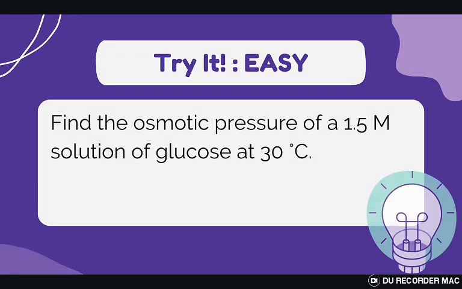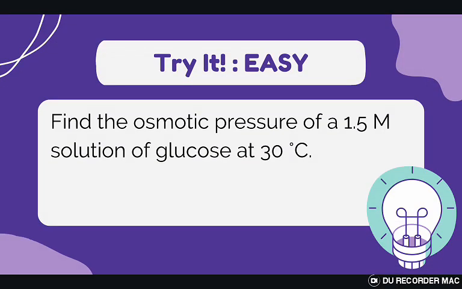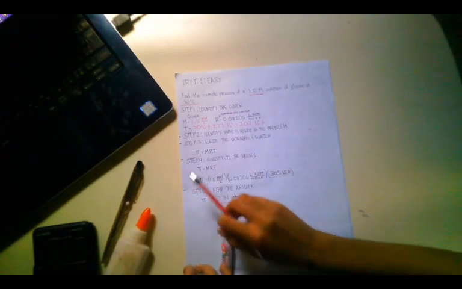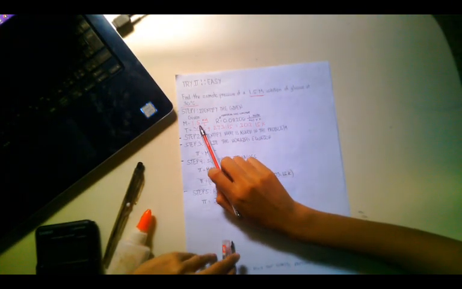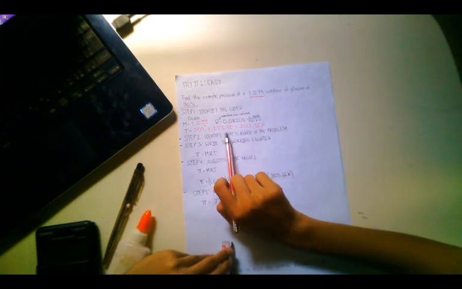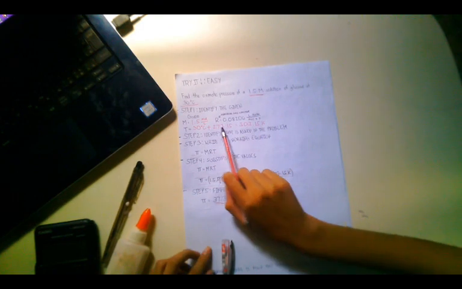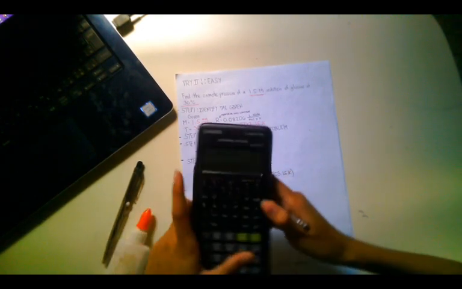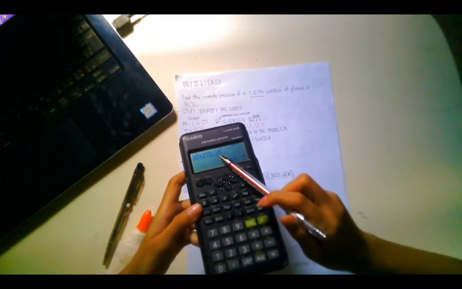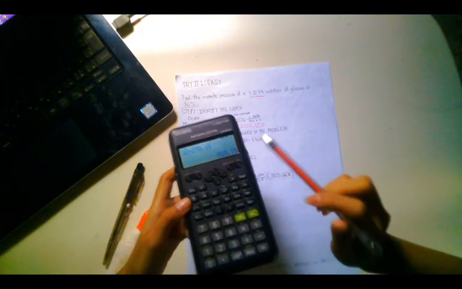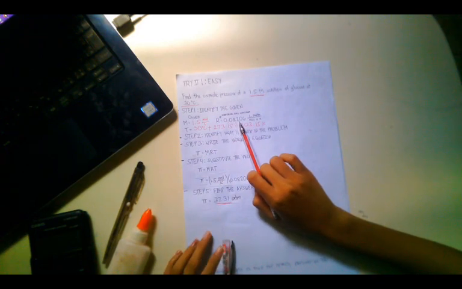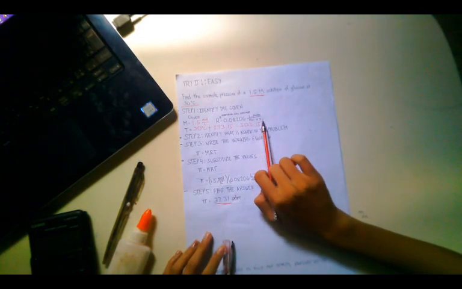It's easy. Find the osmotic pressure of a 1.5 molarity solution of glucose at 30 Celsius. Step 1. Identify the given. Given is the molarity, which is 1.5 mol over L. The temperature is 30 Celsius plus 273.15, to get the absolute temperature, equals 303.15 Kelvin. So 30 plus 273.15 is 303.15. Then the R is the universal gas constant, 0.08206 L times atm over mol times K Kelvin.